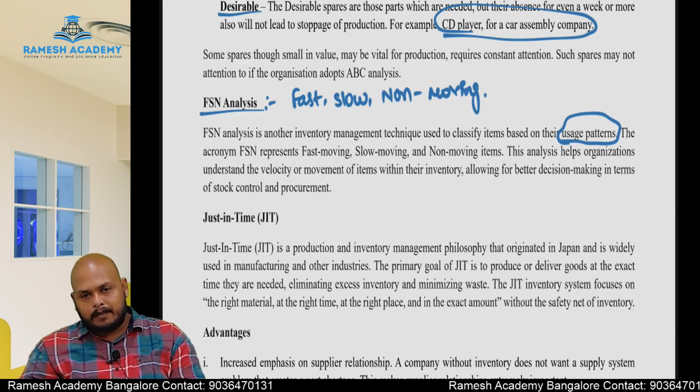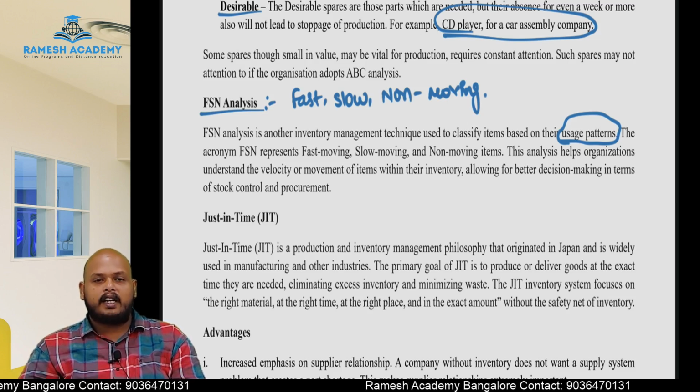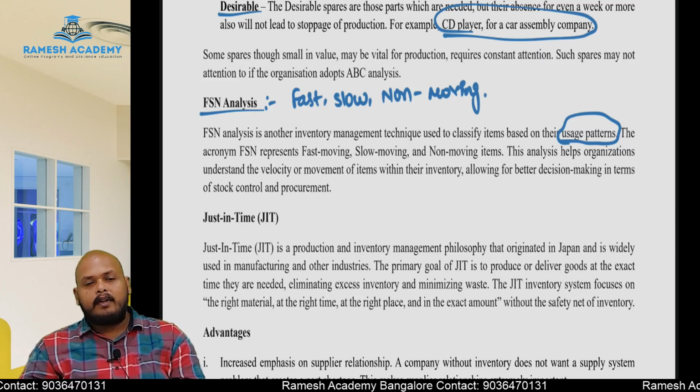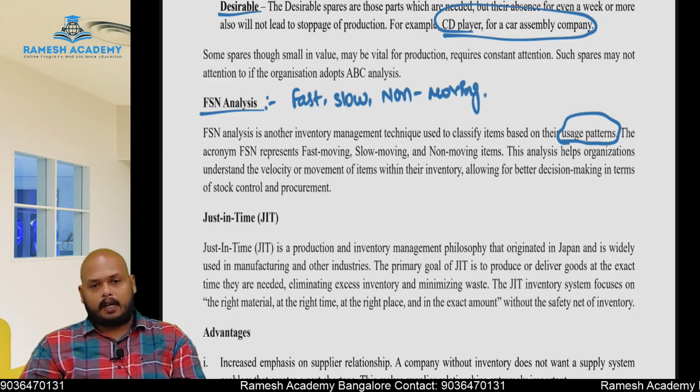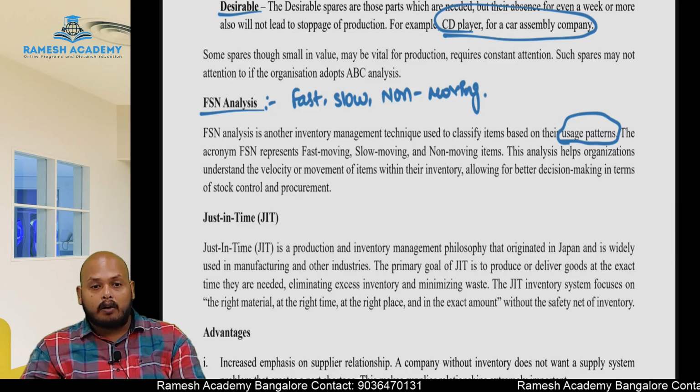Suppose you are tempted by a chips packet, you see unknown brands of chips there. Suppose you are tempted by soft drinks, if you observe there, unknown brands of soft drinks will be there. Why? Because those all are market failure products. That is the reason they are called non-moving items.